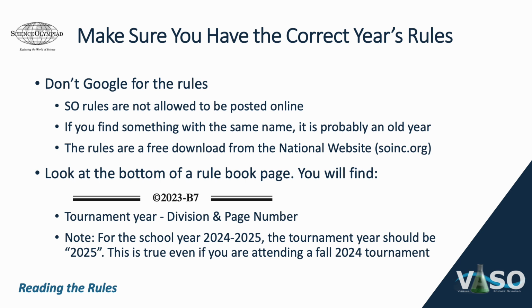And note, for the school year 2024-25, for example, the tournament year should be 2025. The tournament year is always represented as the later half of the year where the national tournament is happening. So that's true even if you're attending a fall 2024 tournament. So make sure also you're thinking about what year of tournament you're actually participating in.